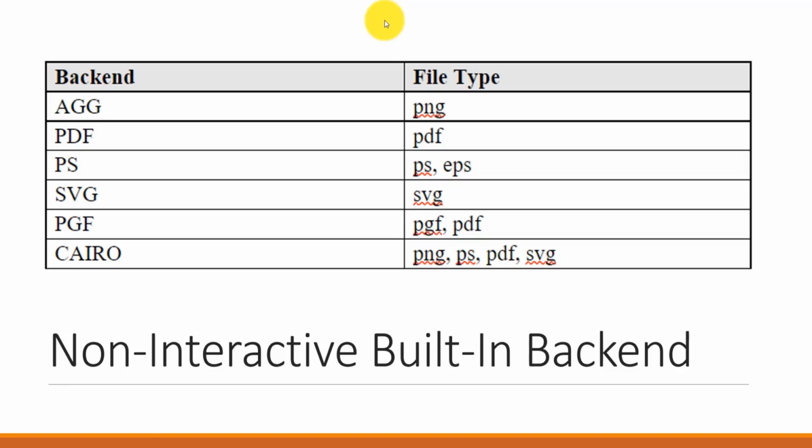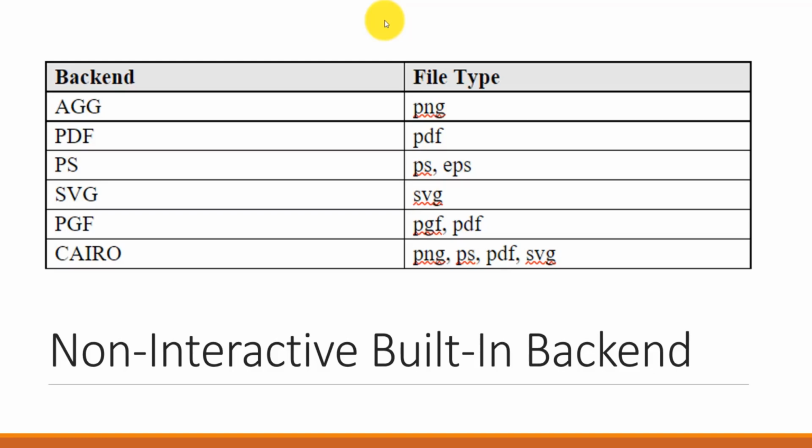So now we discuss some non-interactive built-in backends. By default, Matplotlib should automatically choose a default backend that permits both interactive work and non-interactive work. So if you want to change, there are some built-in backends which you can use. Firstly, I tell you the non-interactive backends. The first one is AGG backend, and the file type which it saves is PNG. Another is PDF, and the file type it saves is PDF.